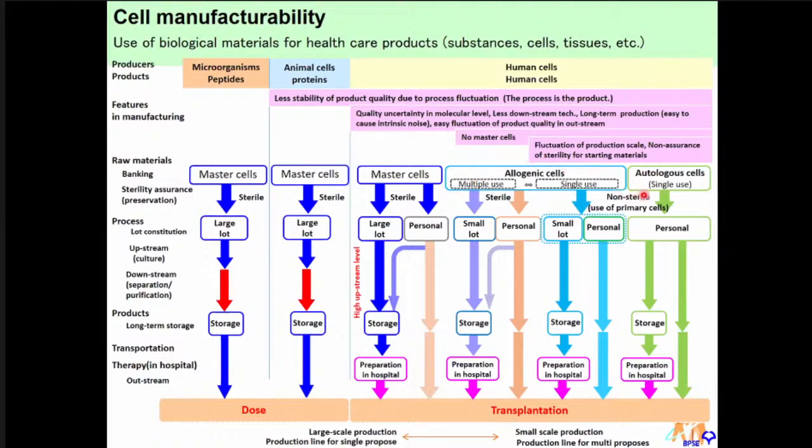And in the case of autologous cells, such as skin of the patient, it is for personal use. No lot; production must start as soon as possible after preparation of the product. So one product, one batch for one patient. That's very difficult to produce because of fluctuation of the production scale and non-assurance of sterility for the starting materials. These are very unique in the case of aseptic processing.